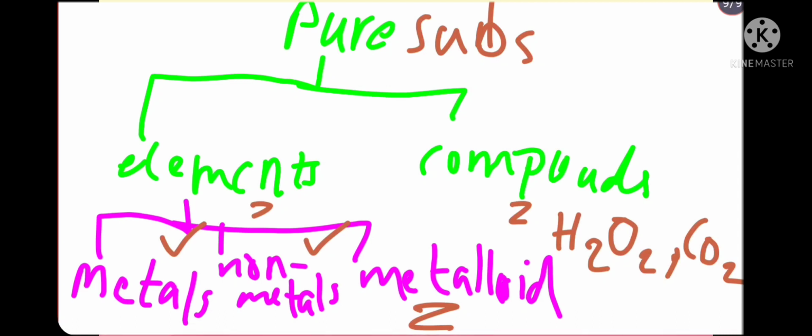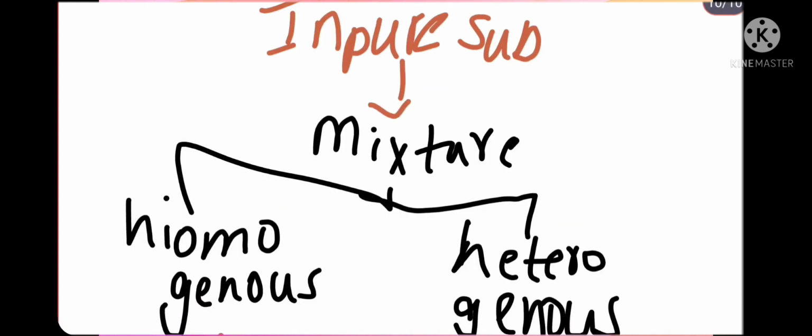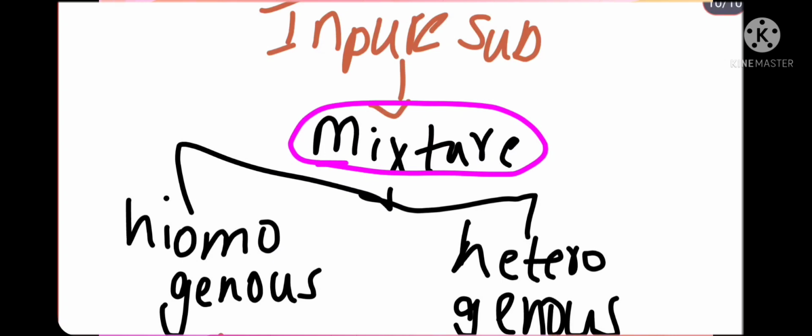Now let's see some examples of them. Metals are like Fe and Pt. The non-metals are like O and S. The metalloids have lots of examples like Te, Po, As, At, and so on. Now let's see the classification of impure substances. Impure substances means a mixture of some substances.